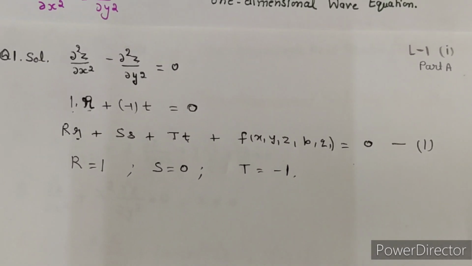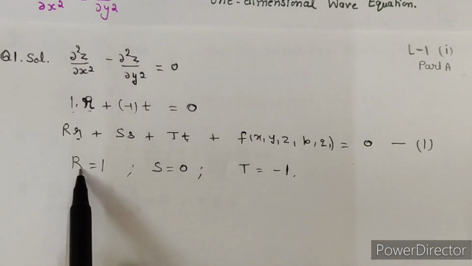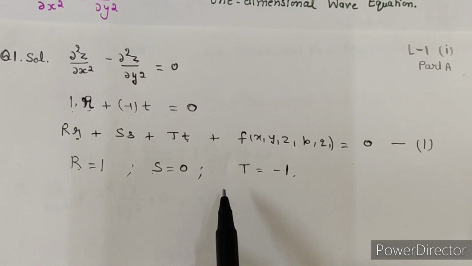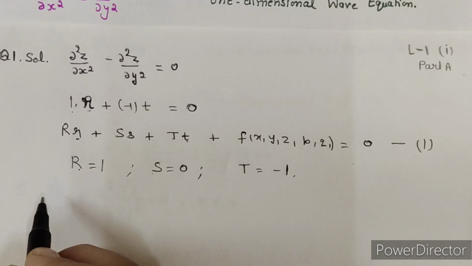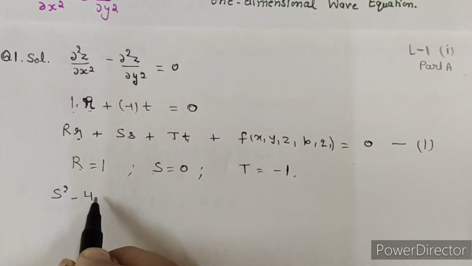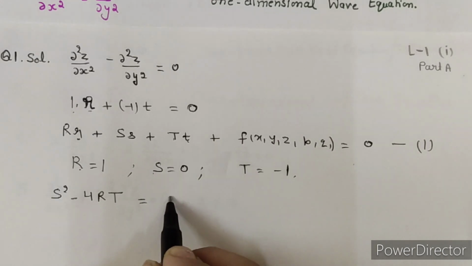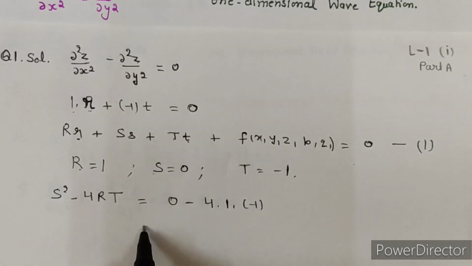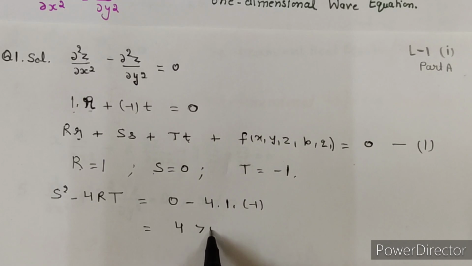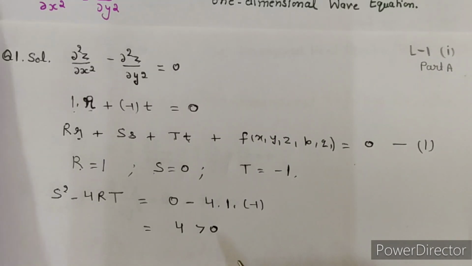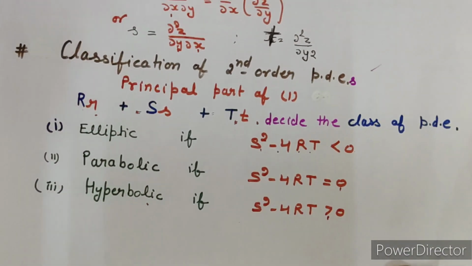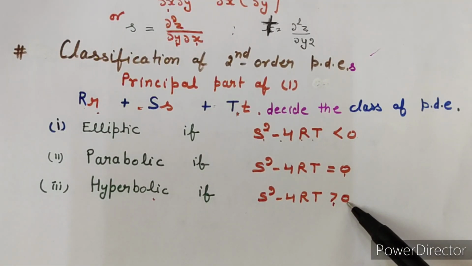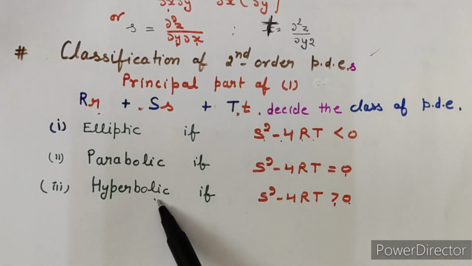Now calculate the value of S square minus 4RT. I told you these r, s, t may be functions of x and y or constants. Here is the case of constant coefficients. So calculate S square minus 4RT. This is 0 minus 4 into R into T. Its value is equal to positive 4, so it is greater than 0. So the nature of my partial differential equation is hyperbolic here.